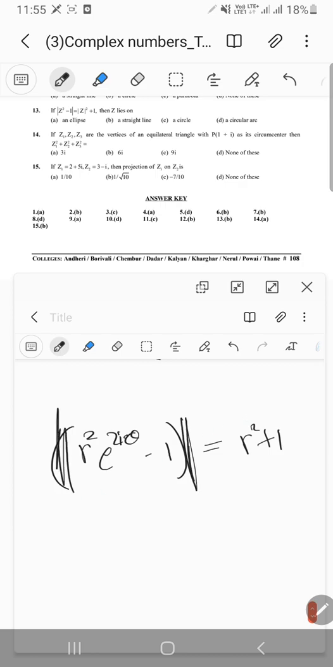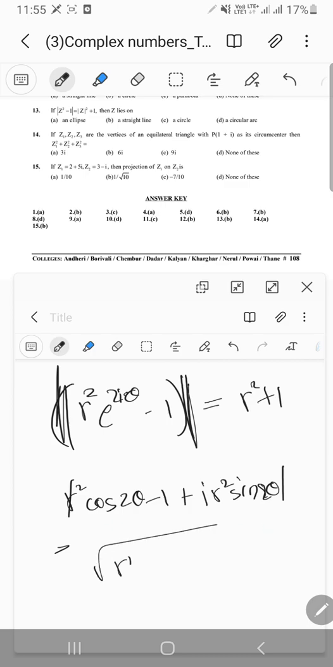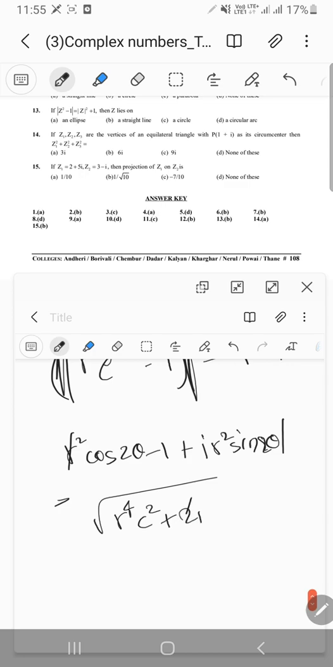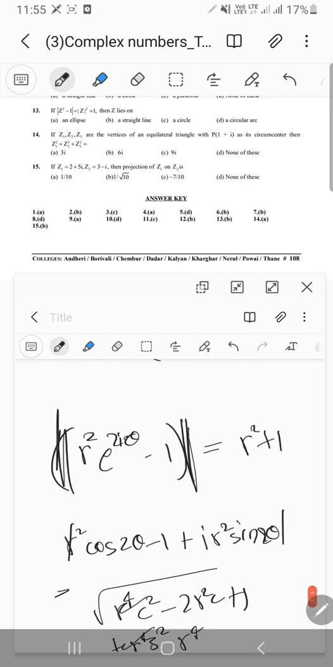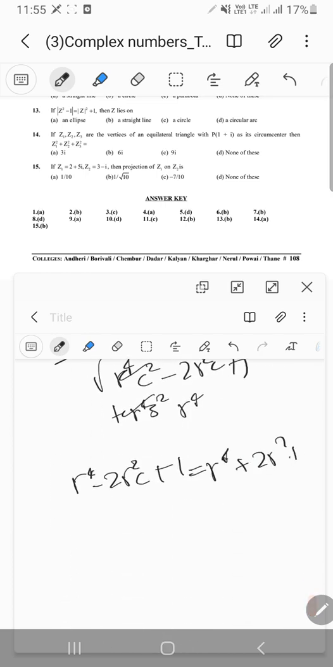So the mod of this is like r squared cosine of 2 theta minus 1 plus i r squared sine of 2 theta. The mod of this should be equal to square root of r power 4 c squared minus 2r squared c plus 1 plus r power 4 s squared. This is just r power 4. Squaring both sides, r power 4 minus 2r squared c plus 1 equals the square of the other side, which is r power 4 plus 2r squared plus 1. This cancels, nice. So r squared cancels as well, 2 cancels, we just get minus c equals 1, c equals minus 1.